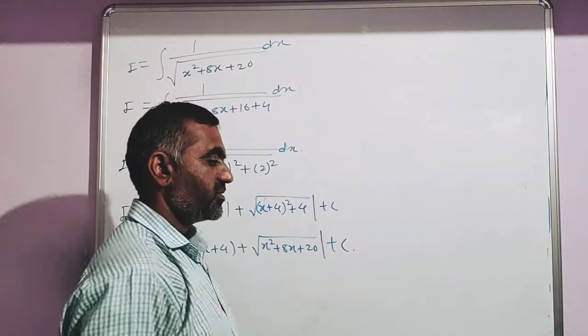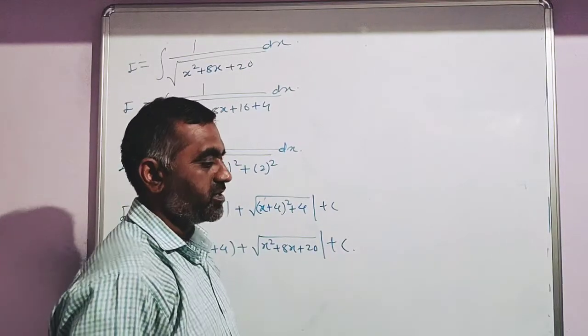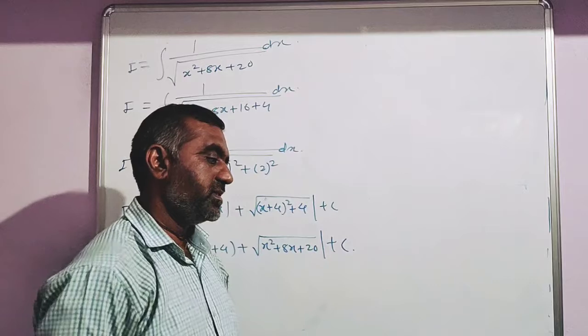Similarly, 8 minus 3x plus 2x square, in bracket x minus 3x plus 2. Again x square minus x plus 6.